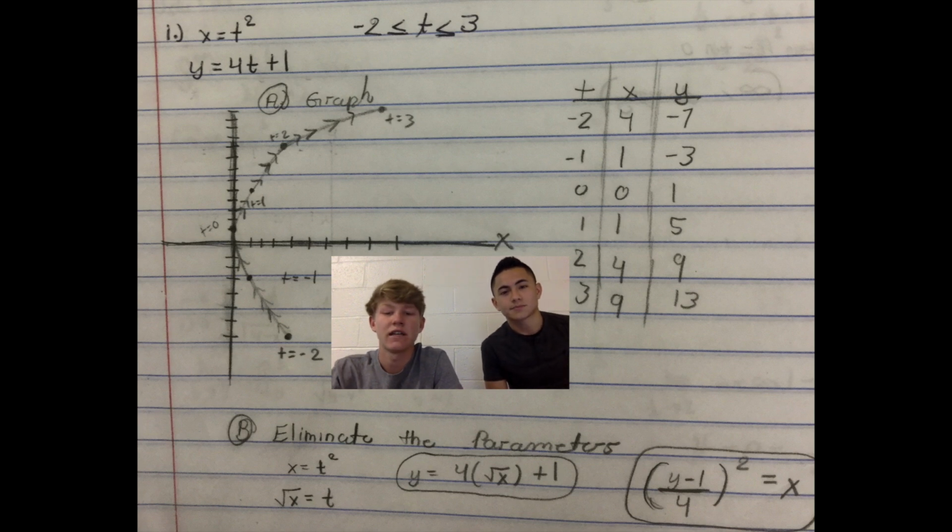You should also note that not only does the graph show our coordinates, it also shows the direction in which the graph is moving. Eliminating the parameter: this is basically taking the two equations that are in terms of t and rewriting them in a single x and y equation.